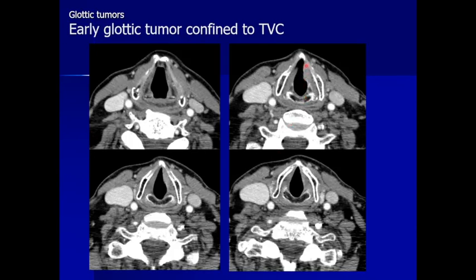So here's a patient with a left true cord tumor, and it hasn't even made its way to the anterior commissure. And on a clinical examination, the true chords are opposed, so it's considered an early tumor. So is this irregularity of the thyroid cartilage considered cartilage invasion? And the answer is no.